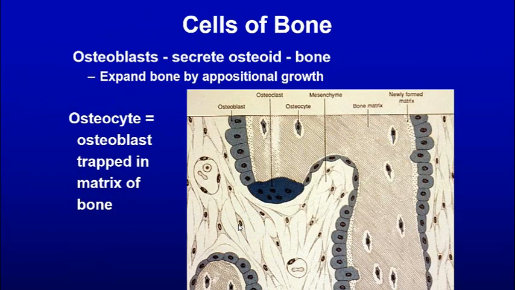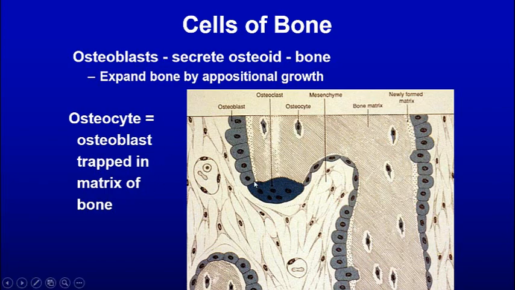Now, in terms of the cell types in bone, the osteoblast secretes osteoid. Osteoid is the extracellular matrix of bone. The bone expands by appositional growth. It cannot have interstitial growth, only appositional growth. So the osteoblast here produces osteoid until it traps itself in a lacuna, and that is an osteocyte. So an osteocyte is the osteoblast that's trapped in the bone matrix.